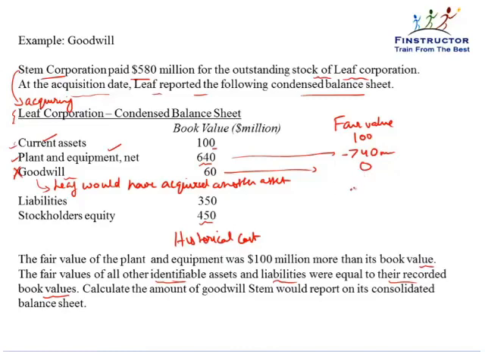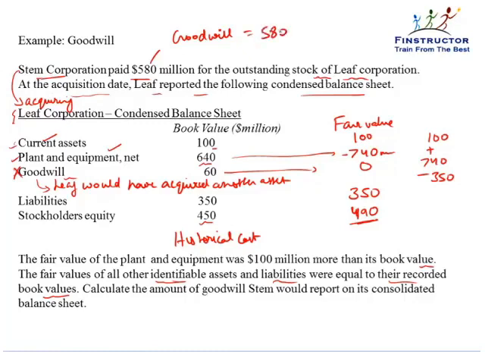Fair value of liabilities is $350. So can we compute the fair value of equity? It will be 100 plus 740 minus 350. That is 840 minus 350 or $490 million. So how much have we actually paid for buying this equity worth $490 million? We've paid $580 million.